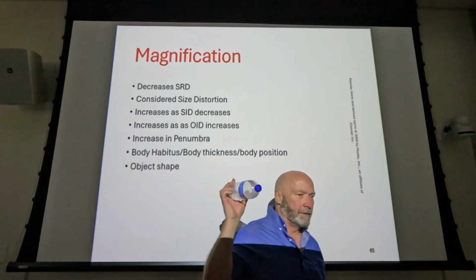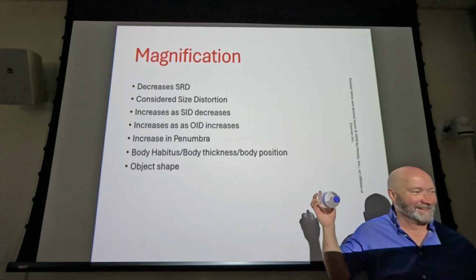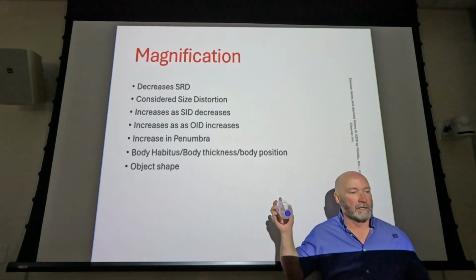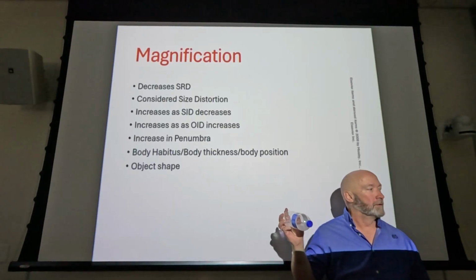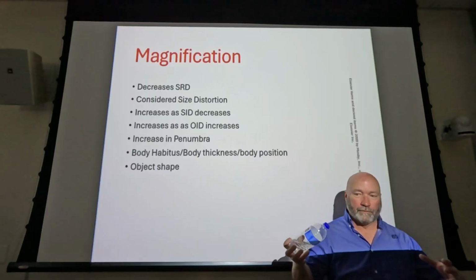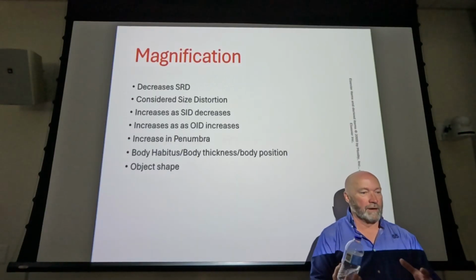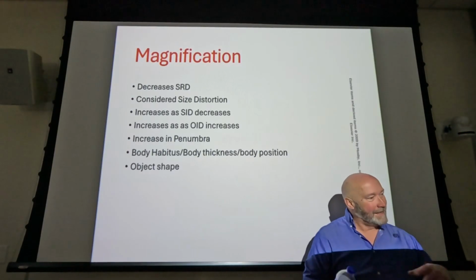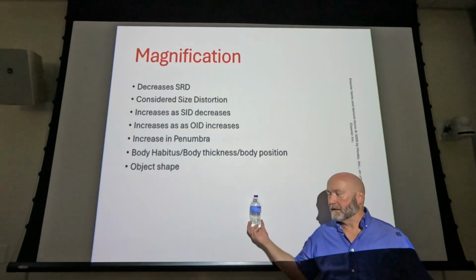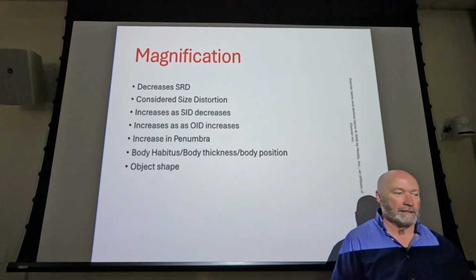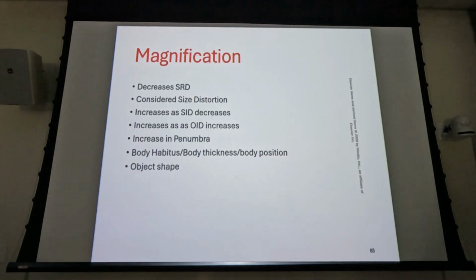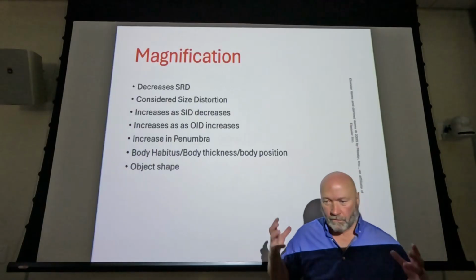So back to the water bottle. What's its shape? I'm glad the lid was on. Cylindrical, right. Cylindrical, if it was two-dimensional, we would call that round. Or if it was three-dimensional and round all the way around, that would be spherical. So any of those, how do I get the fattest part closest to the image receptor? You don't. So you're always going to have an increase in OID with something that's round, cylindrical, or spherical.